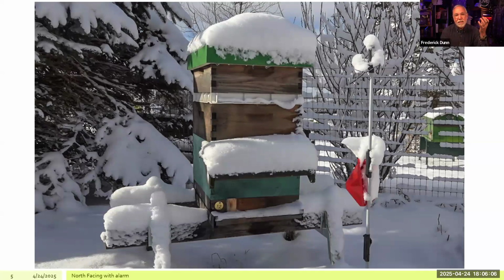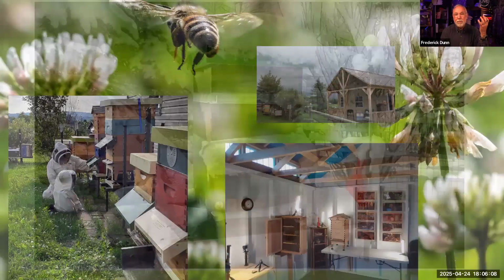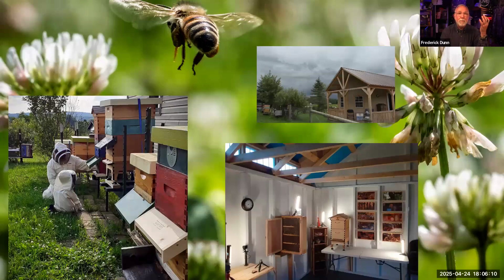So I put this together, and we keep records year after year to see if it makes that much of a difference. It certainly does in getting them out to fly to do cleansing flights if we get a day in the wintertime where it hits the 30s and it's sunny.